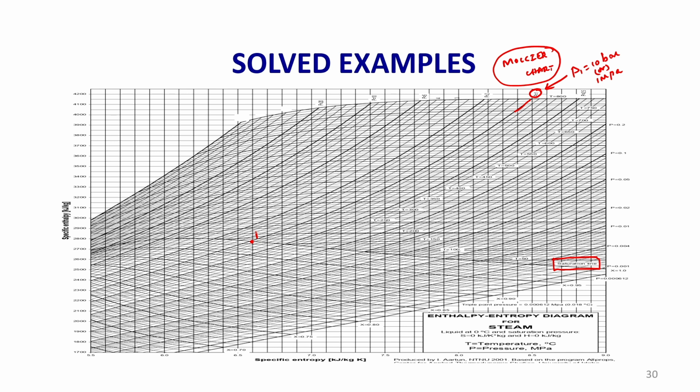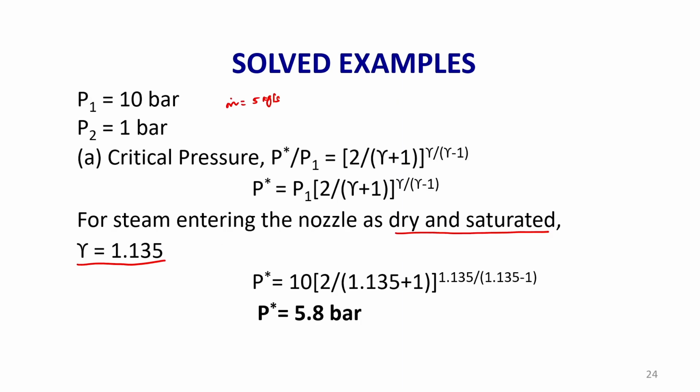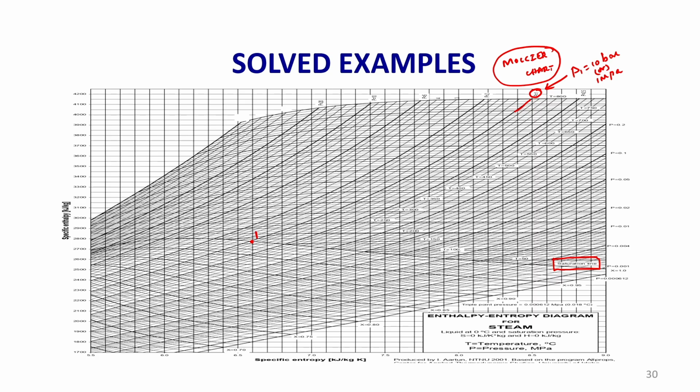And the exit pressure is 1 bar, which is 1 by 10, that is 0.1 megapascal. In the previous case it was 0.5 bar, so divide by 10 and you get 0.05. Here the exit pressure is 1 bar, which is equal to 0.1 megapascal. This is the 0.1 megapascal line, 0.1 megapascal or 1 bar.